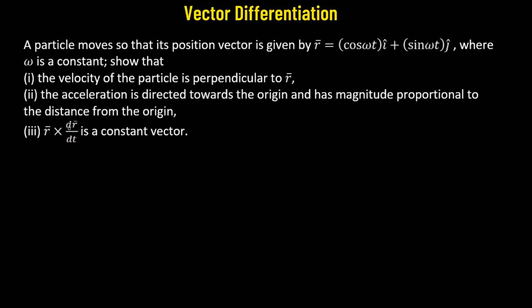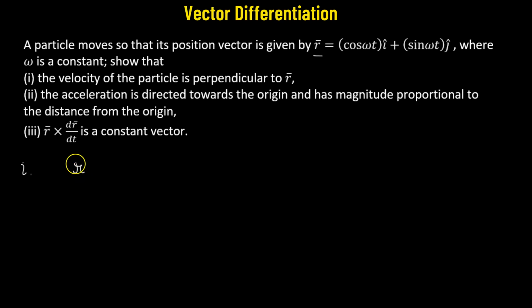We have a particle whose position vector is given by the vector r. Here omega is a constant and t is a parameter. Now, in the first part, we have to show that the velocity of the particle is perpendicular to vector r. Let's begin with part 1.